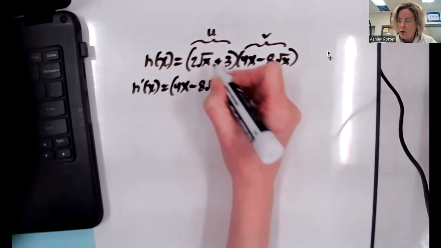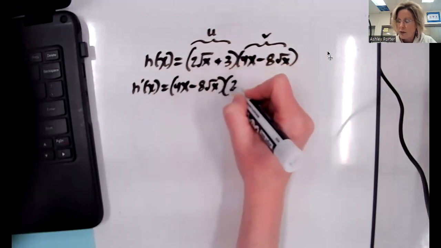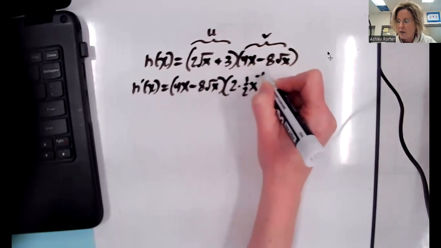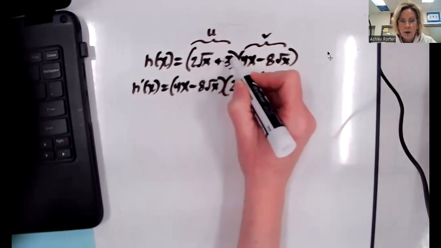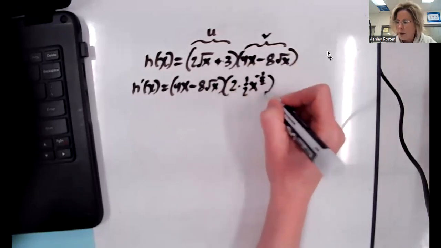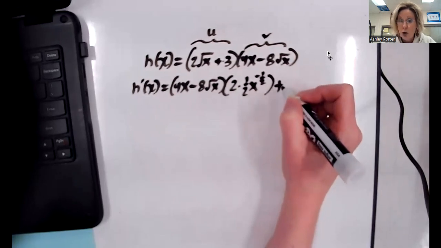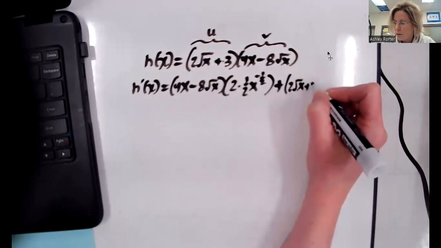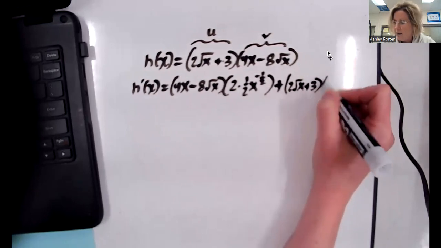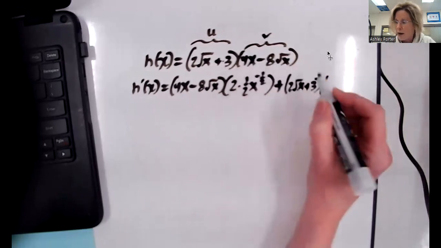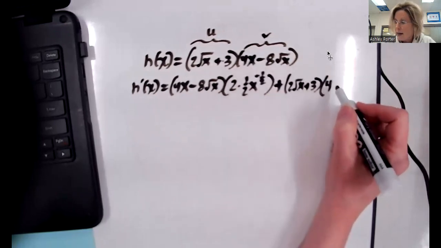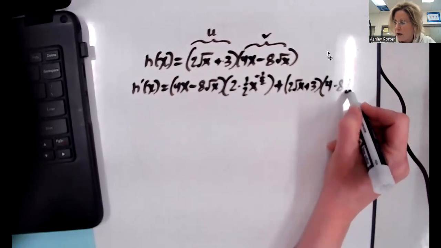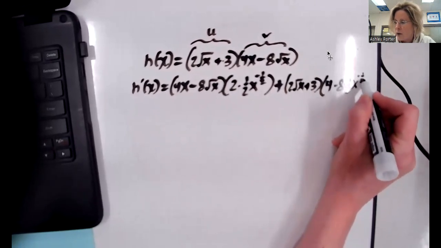du. The derivative of u is 2 times the derivative of x to the 1/2, which is 1/2 x to the negative 1/2, plus the derivative of 3, which is just 0, plus u dv. dv is the derivative of 4x, which is just 4, minus 8 times the derivative of square root of x, which is again 1/2 x to the negative 1/2 power.